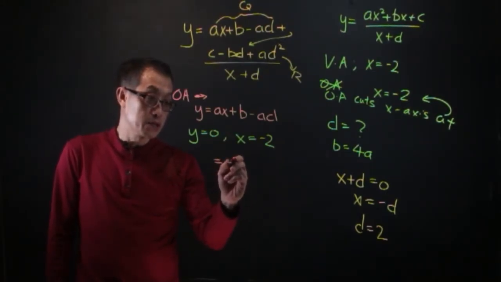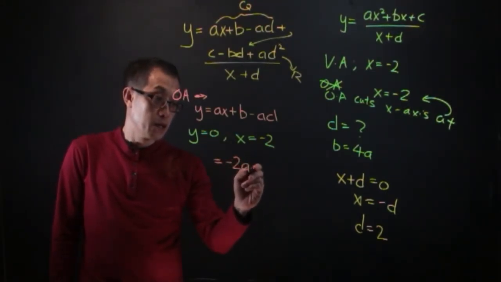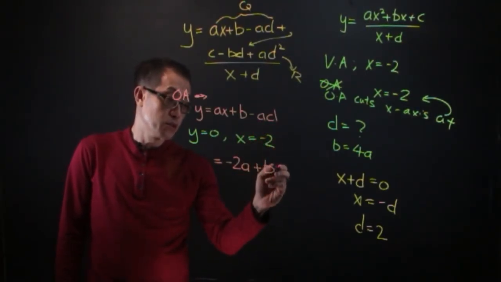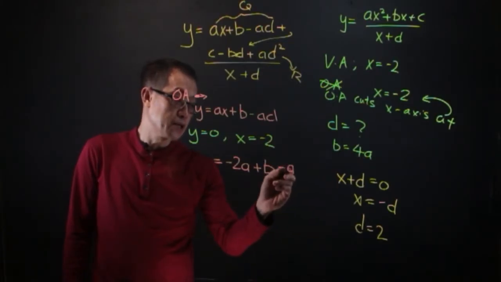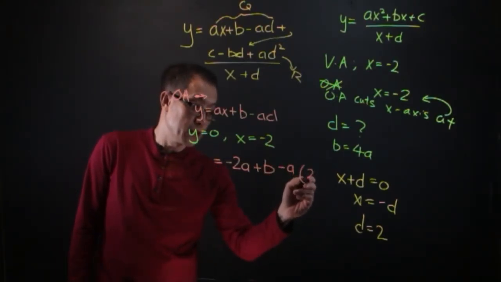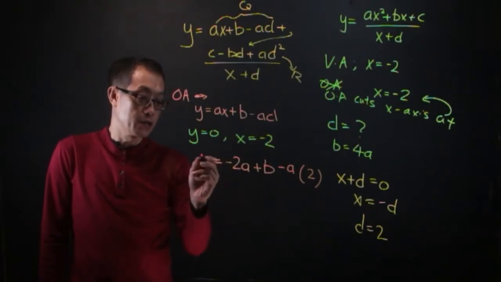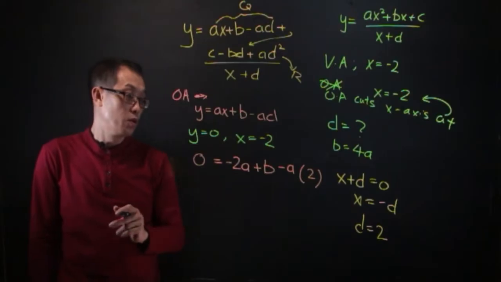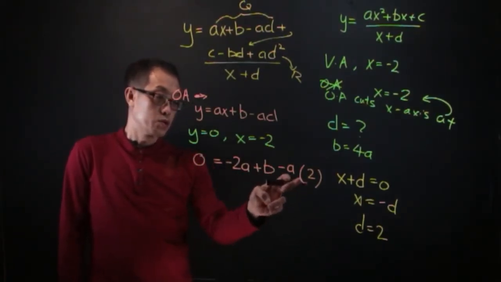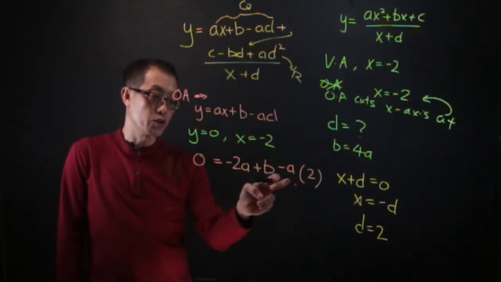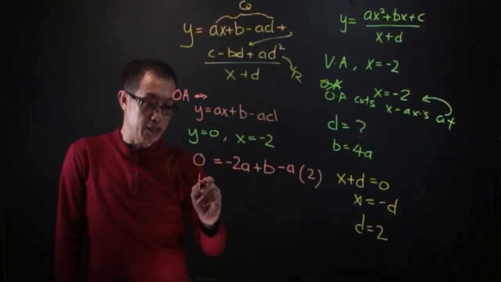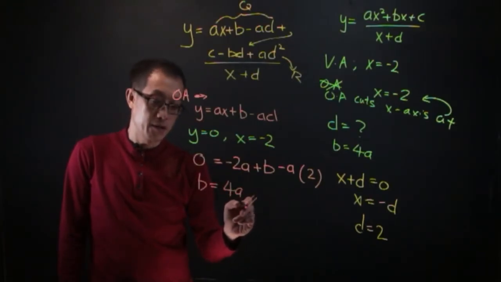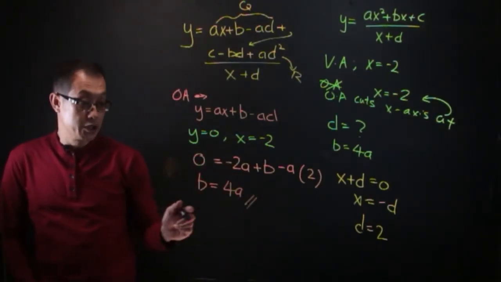You will get minus 2a plus b minus ad, and d is 2, which we found earlier, and y equals 0. So you get minus 2a minus 2a, which is minus 4a. Bring it over to the other side, so b equals 4a. That is the relationship.